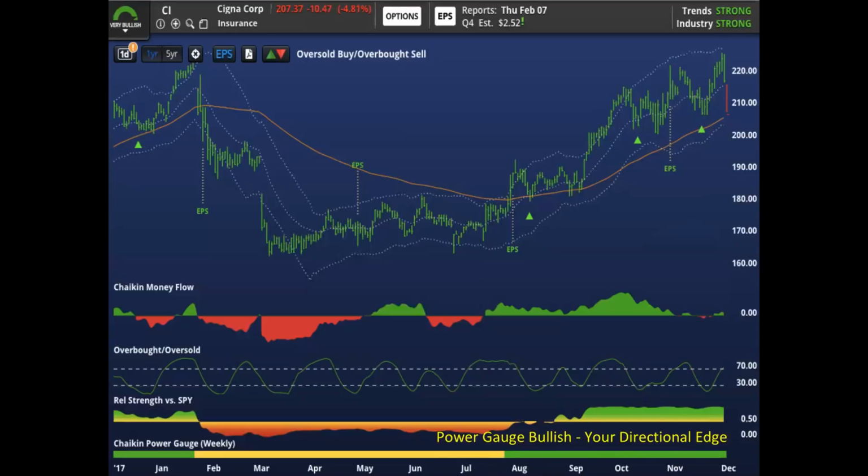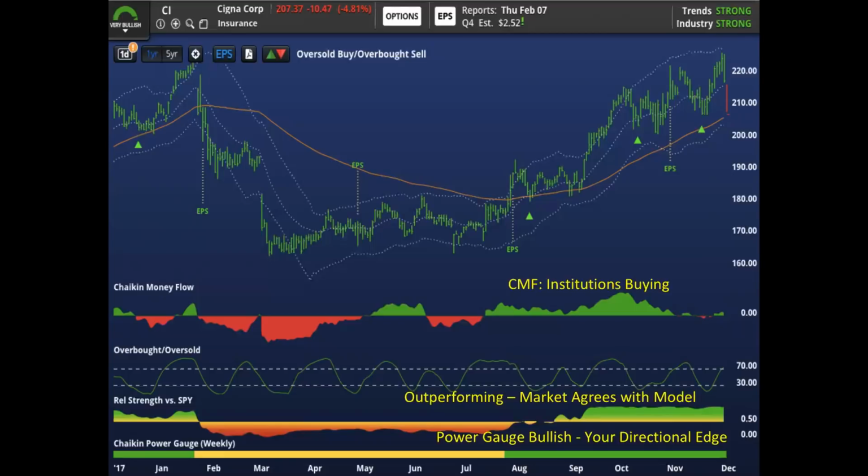This gives you what I call your directional edge. That's what's missing. That's why 90% of options traders lose money. They don't have that directional edge. So the directional edge on Cigna has been bullish here for most of 2018. We then look at the relative strength. We convert it to a red-green heat map. Cigna has been outperforming the market since September.